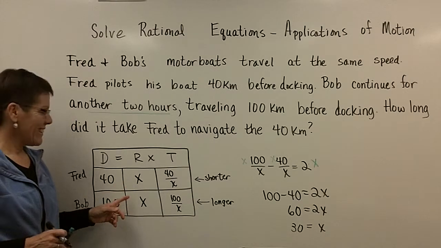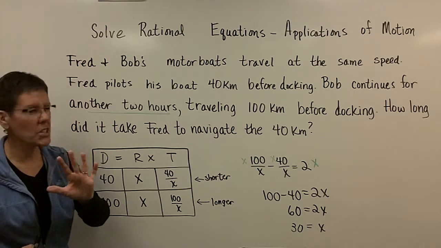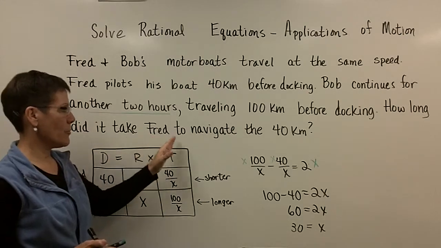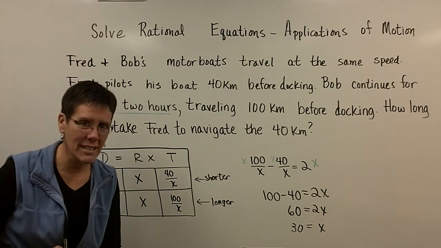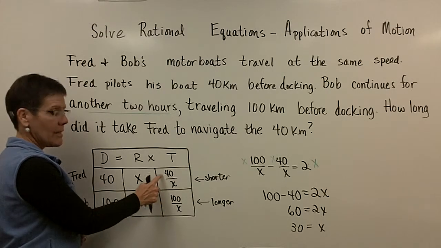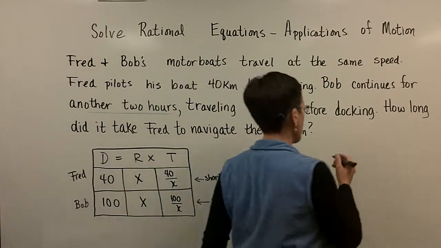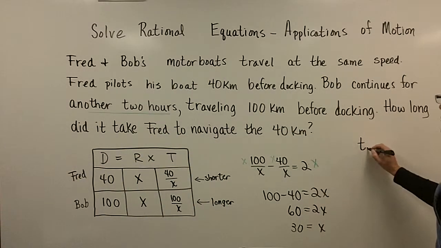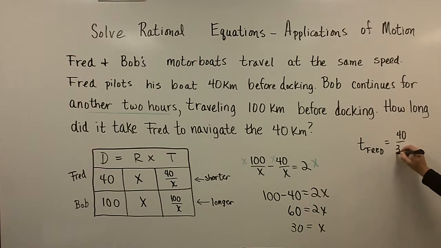What's x again? x is the rate of their boats, 30. Let's read the last sentence. That's usually where the question is. How long did it take Fred to navigate the 40 kilometers? Not what was his speed, but how long did it take him to navigate? This is Fred's time right here. We know his rate was 30. So the time for Fred is found by taking 40 divided by 30, or let's reduce that to 4/3, and let's call that 1 1/3 hours.